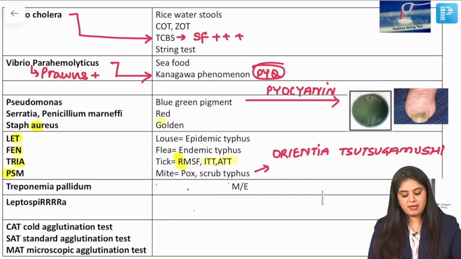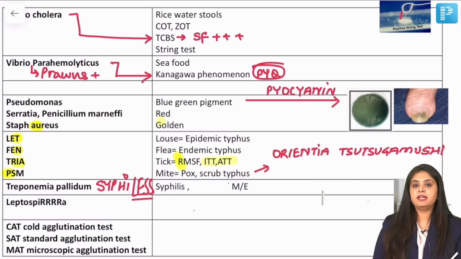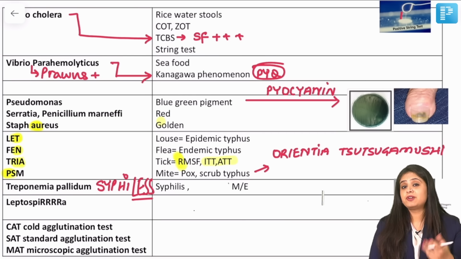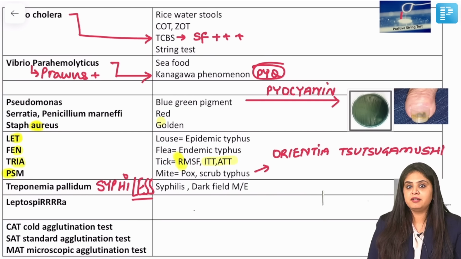Coming to Treponema pallidum, how can I forget the genital ulcer, syphilis? And in front of syphilis, I will write painless, because everything about this is painless. Genital ulcer, painless. Lymph node, painless. And truck driver history will be there. And you will always get the microscope which I've shown you, the dark field microscope.